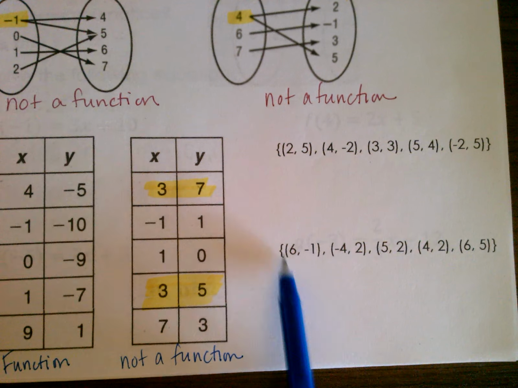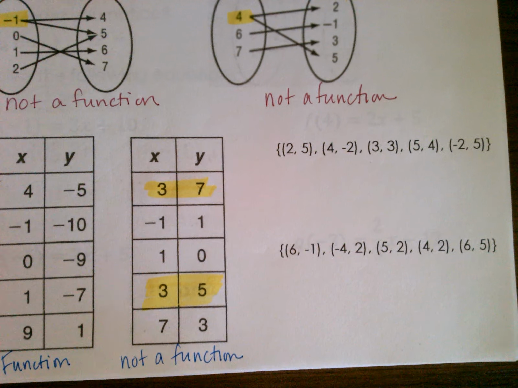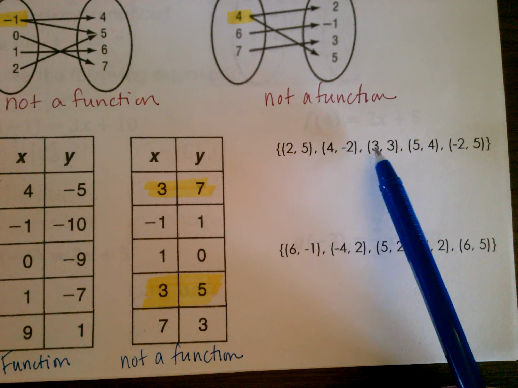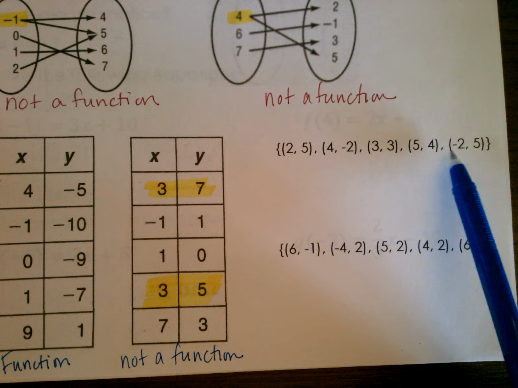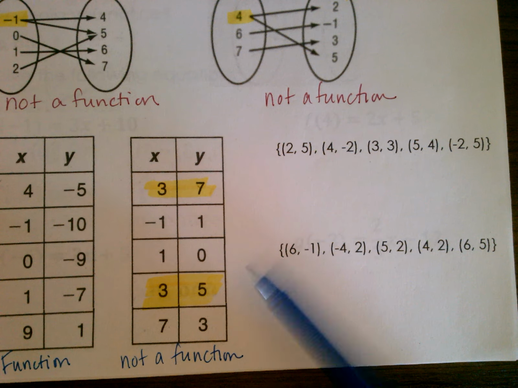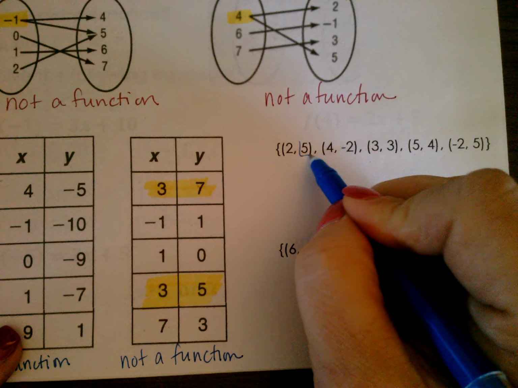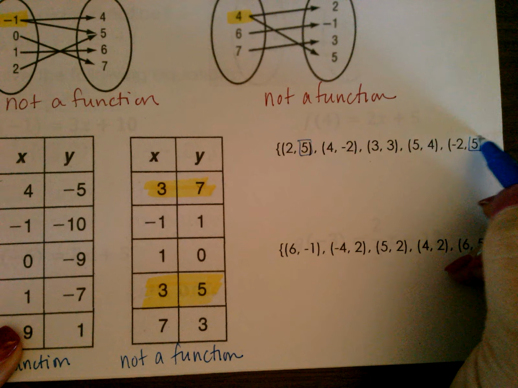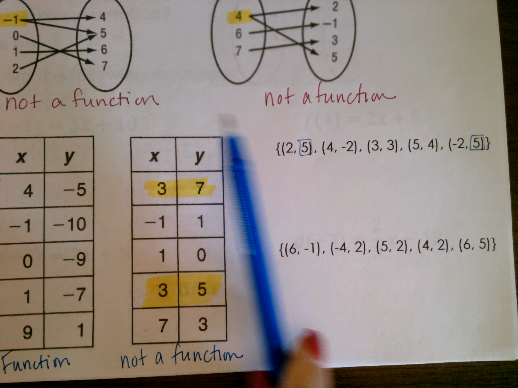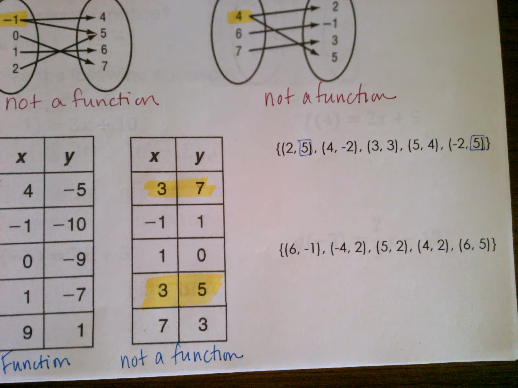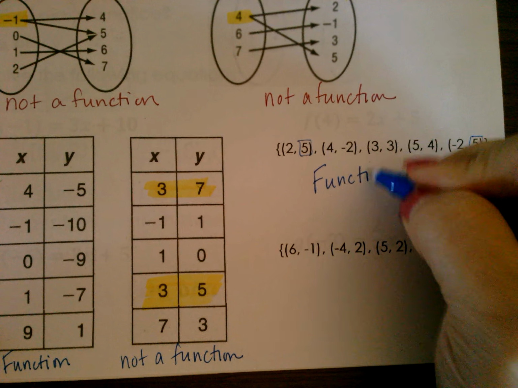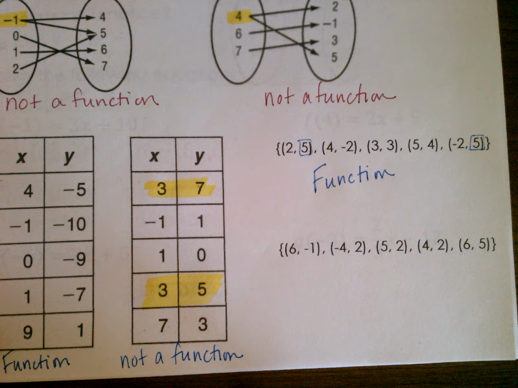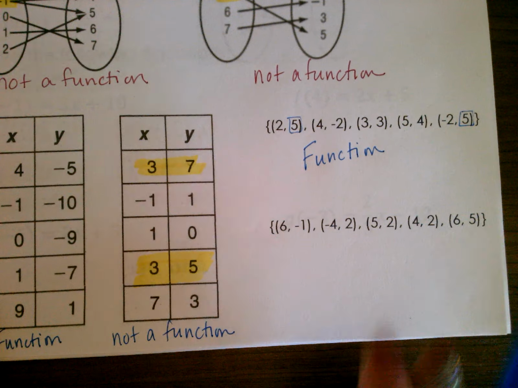Now I just gave you a set of ordered pairs. I like to look at all of the domains. Do we notice any repeats in the domains? I don't really care if there are repeats in the ranges, because if they went left to right, they would pass the vertical line test. This is a function. I don't have any repeating domains.